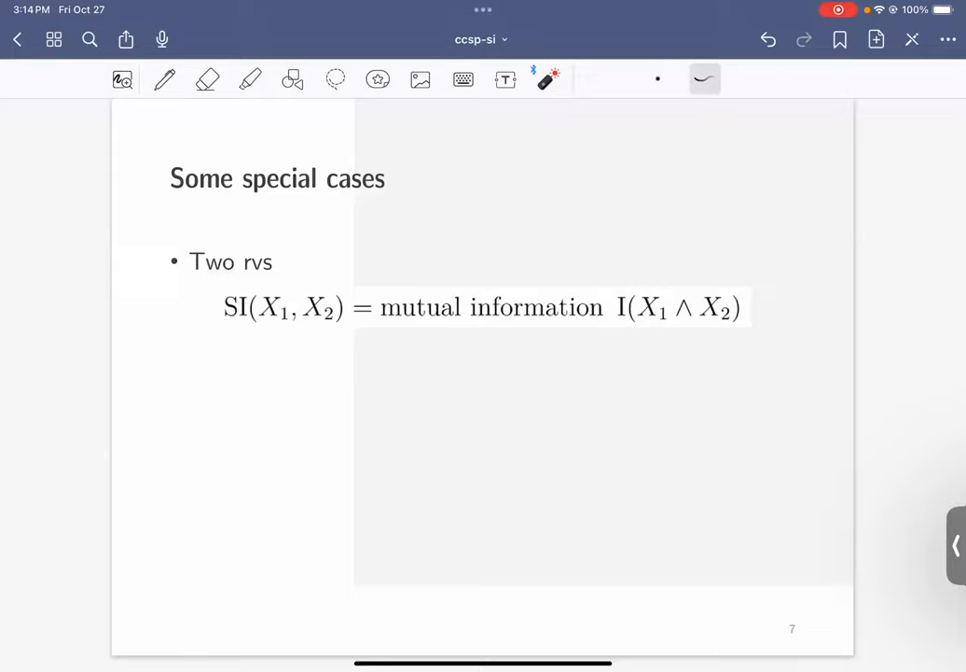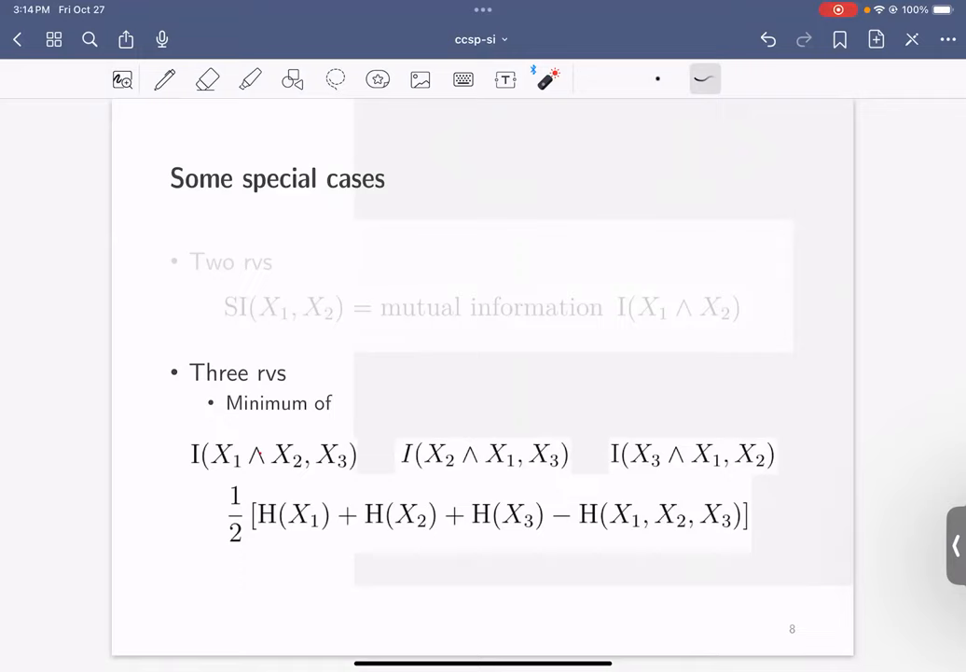If you have three random variables, then there are four possible partitions. One of them is like {1, 2}, {3}, and the three similar ones. And there's one which is a singleton, where you put each variable in its own atom. Then you compute all of these quantities, pick the minimum, and that will be your shared information. So these are two special cases that are useful to look at.